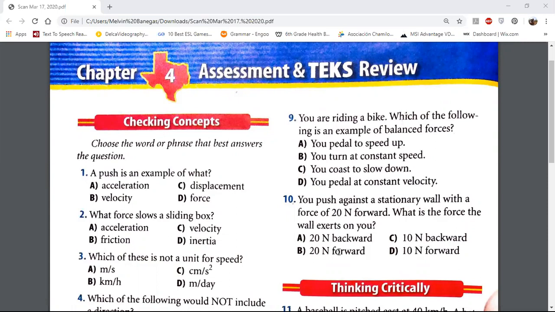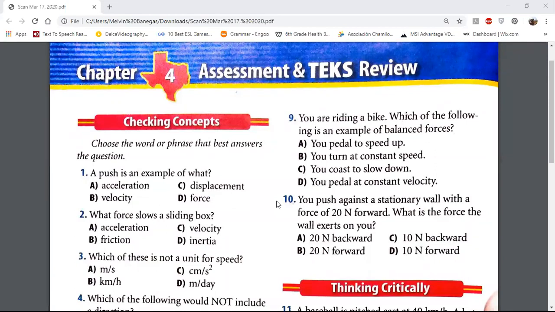Okay, checking concepts. We are going to work only from item number 1 to item number 10. So we're gonna start with the first one. It says checking concepts. Choose the word or phrase that best answers the question. Who wants to read number 1?